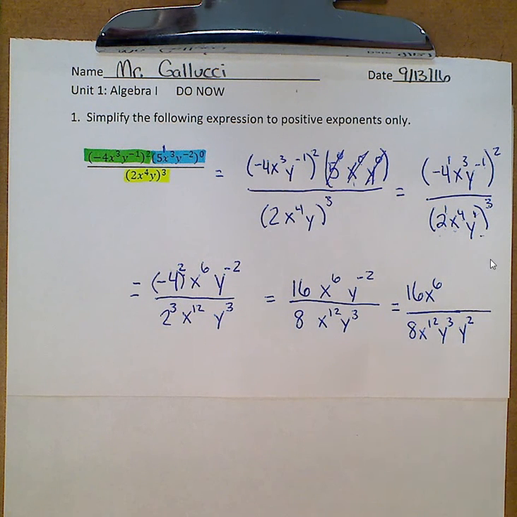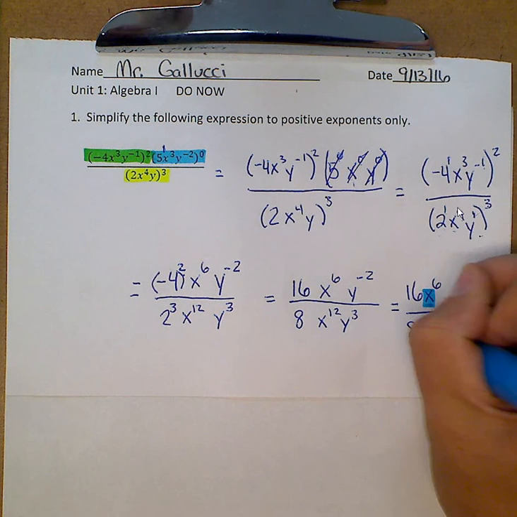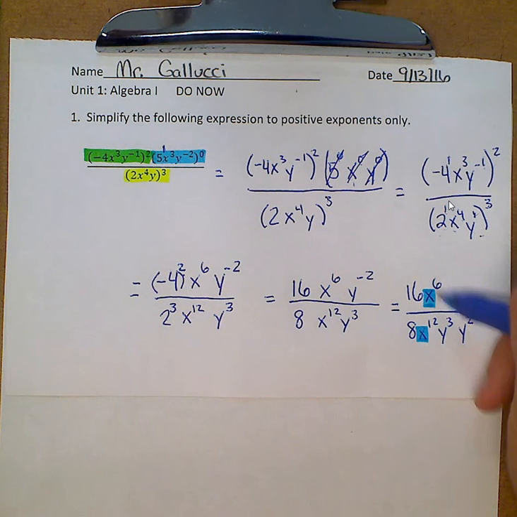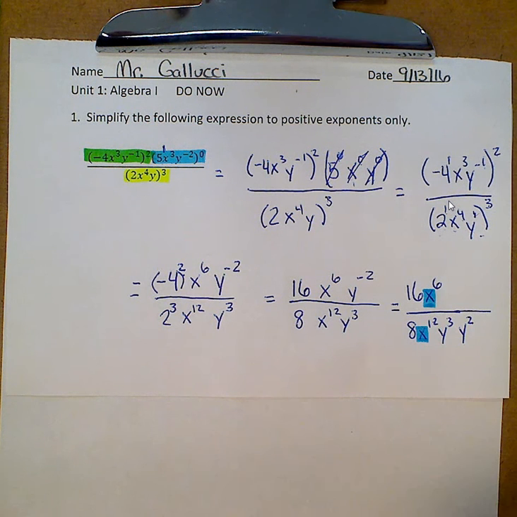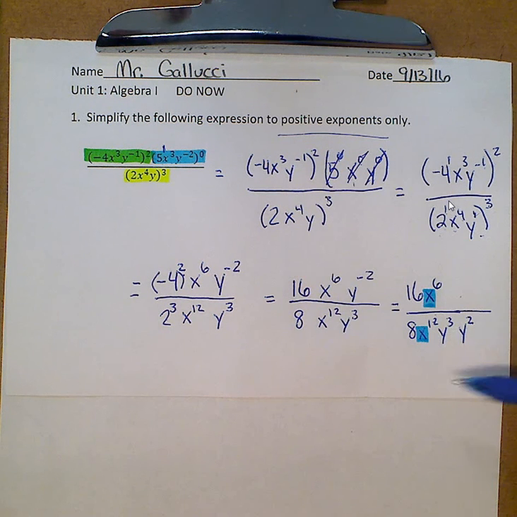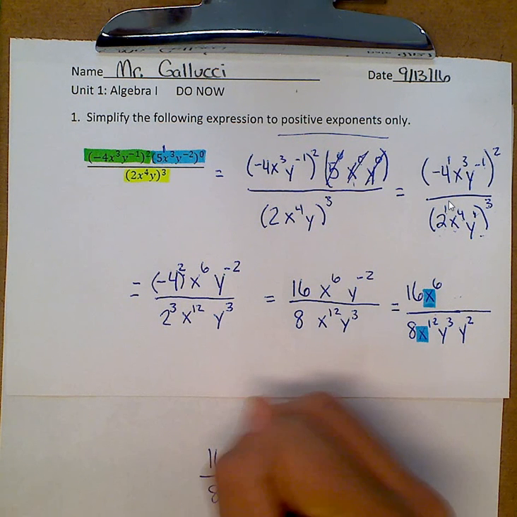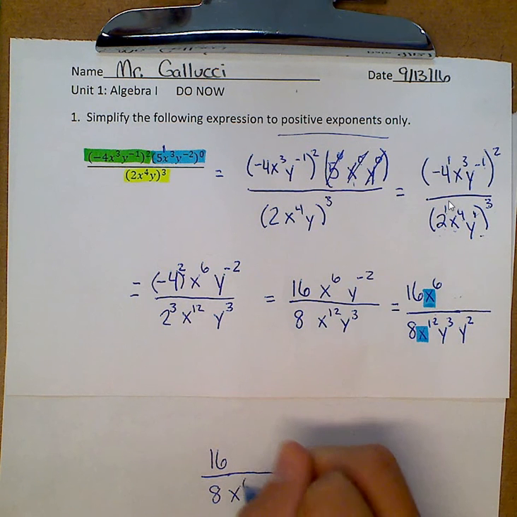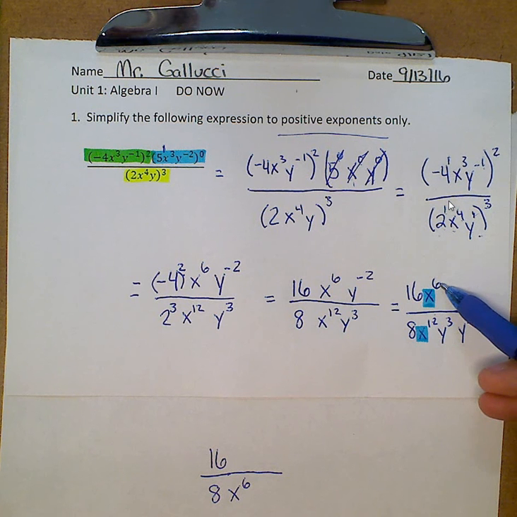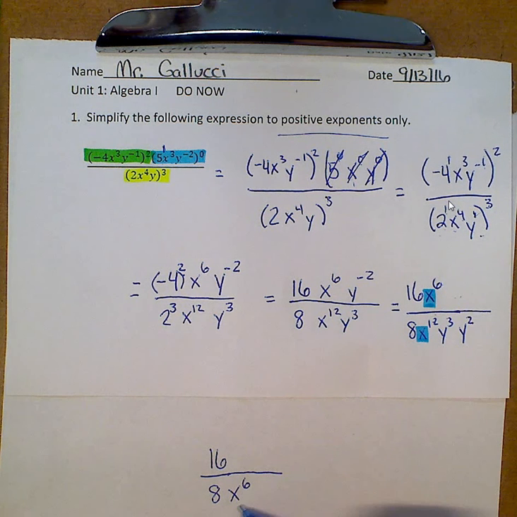And now I can see a quotient rule. Quotient rule says if I have the same base, x, we can subtract the exponents. 6 minus 12 would give us x to the negative 6th up top. But if we wanted to keep it positive exponents only, 6 minus 12 is negative 6. That would be up top. We're going to actually write that in the denominator. X to the 6. I can also think of this as this has 12 x's, this has 6 x's, there's going to be 6 left in the bottom.